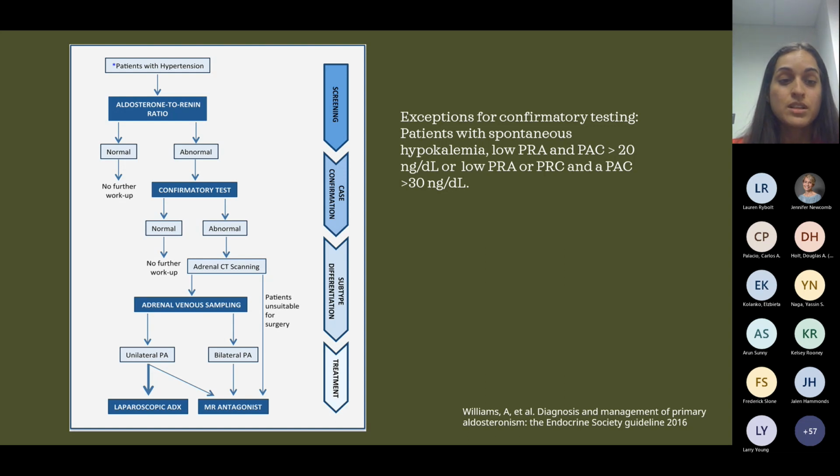and the patient is a good candidate for surgery, the main therapy is going to be surgery. If the patient is not a good candidate or is not interested in surgery, then we are going to proceed to start mineralocorticoid receptor antagonists. And if we have bilateral disease, we need to treat the patient with mineralocorticoid receptor antagonists.